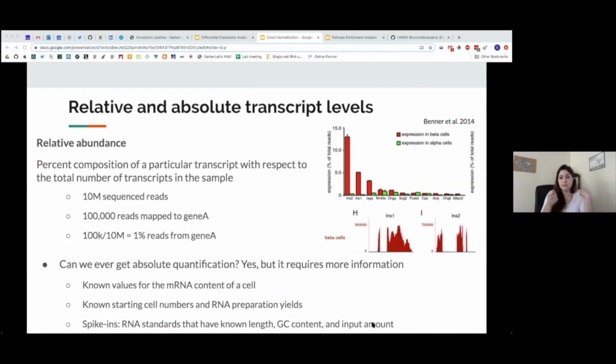So you perform this spike-in right at the beginning of your library construction, and then by the end of it and after sequencing, you can try to deconvolute the losses that you experienced from the technical preparation and get back to the absolute levels using one of these two known quantities. So either you know how many mRNA molecules you expected in that cell to begin with, or you know the starting number of cells and the RNA preparation yields. So I hope that's clear and resolved some of the doubts you guys had before.